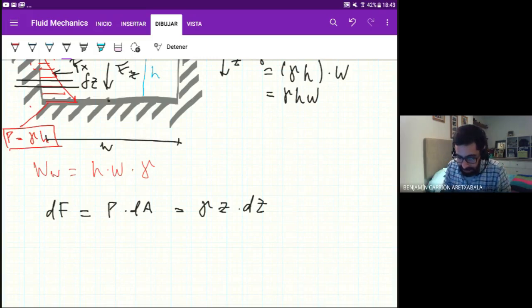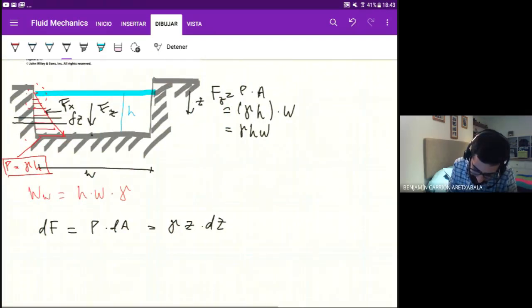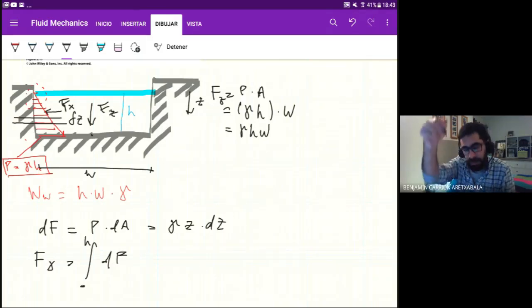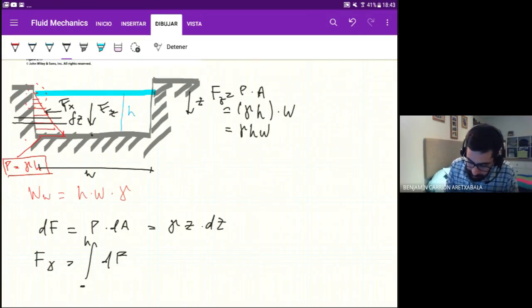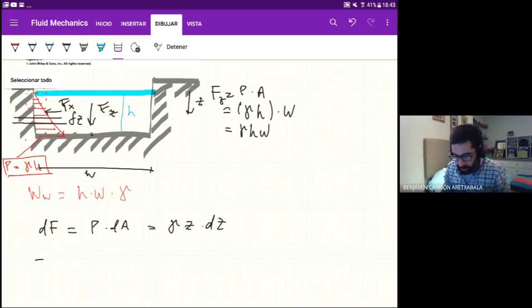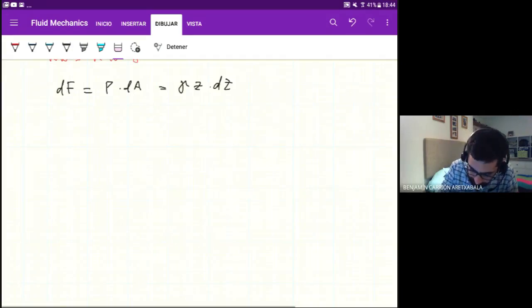And if that's the case, then the total force Fx is going to be nothing more than the integral of dF from 0 to h, assuming z again is not so clear. Okay, let me just draw it again so I can make it clear.